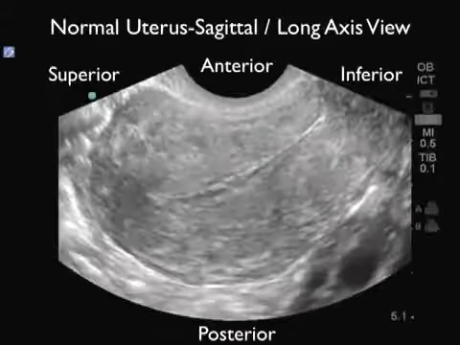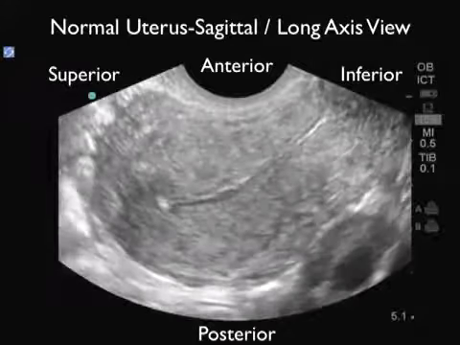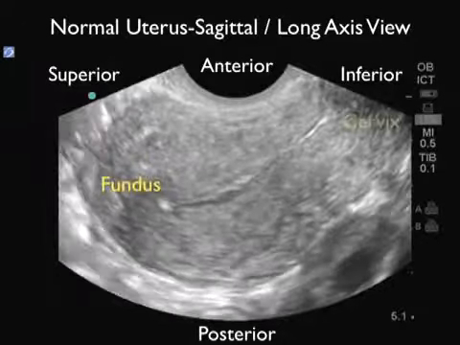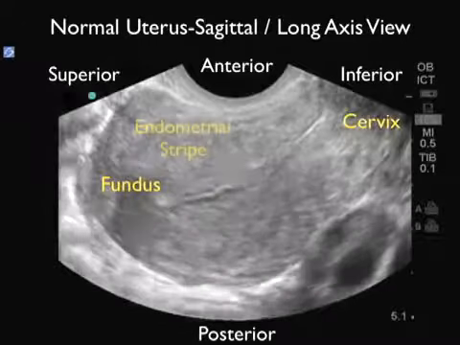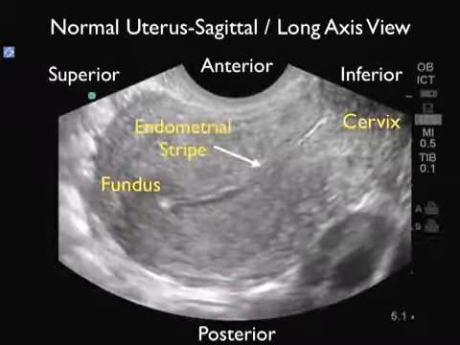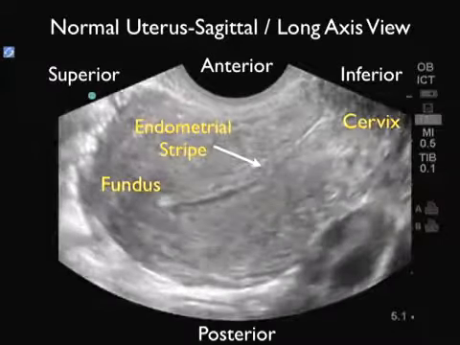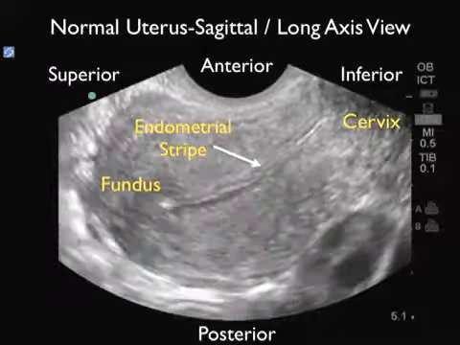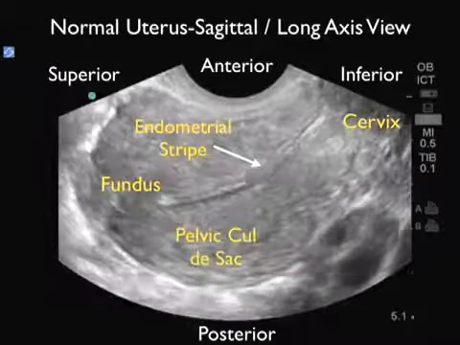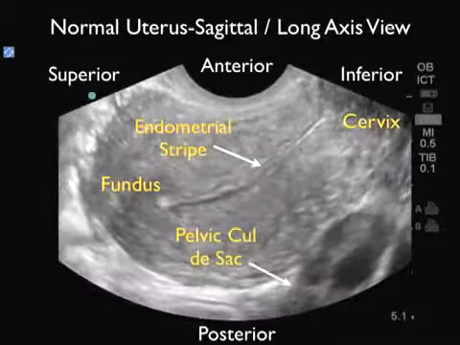Here's a typical ultrasound image as taken from the sagittal or long axis view through the female uterus. Again, we have the probe angled slightly anteriorly here so that we're imaging best through the fundal region or the top part of the uterus. Thus, anterior is towards the top of the screen, posterior towards the bottom, superior towards the patient's head to the left, inferior to the right.